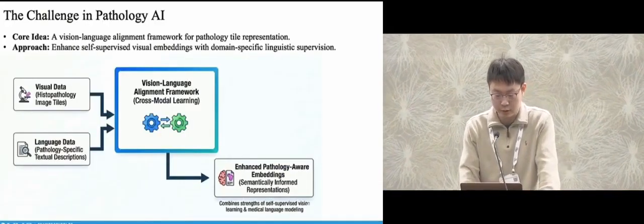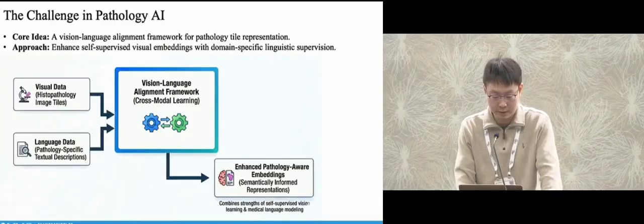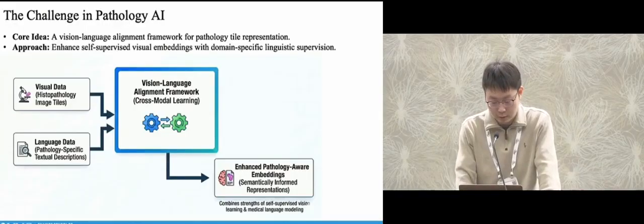To solve this, we introduce a vision language alignment framework. Our hypothesis is simple but powerful. We can take these context-blind visual embeddings and enhance them by injecting domain-specific linguistic supervision. By aligning visual data with medical language data, we create what we call pathology-aware embeddings. This approach allows us to leverage the robust feature extraction of vision models and the deep semantic understanding of medical language models.